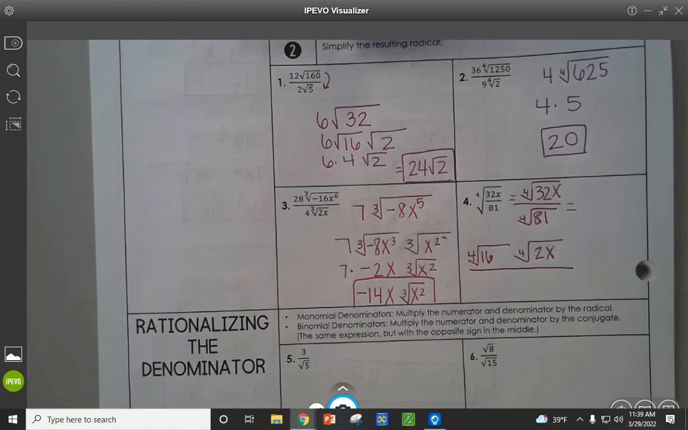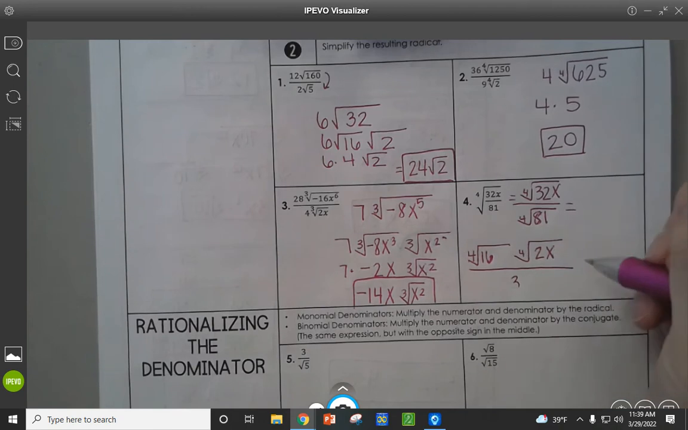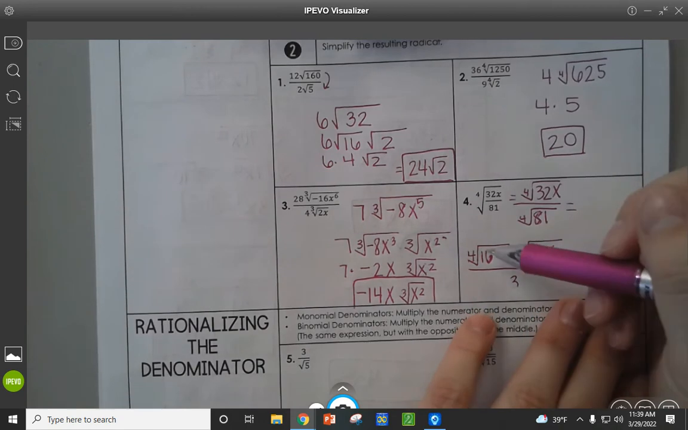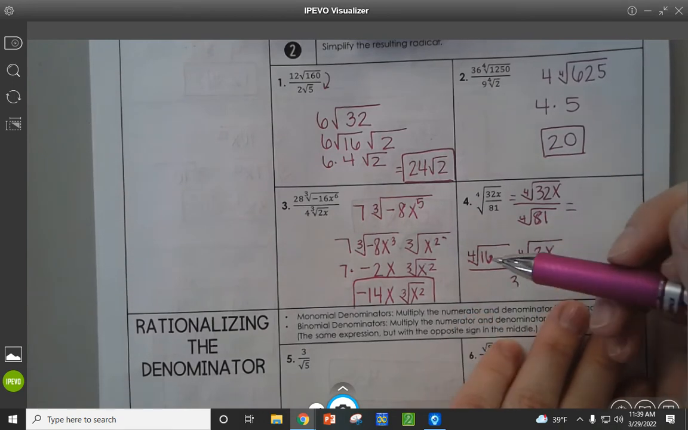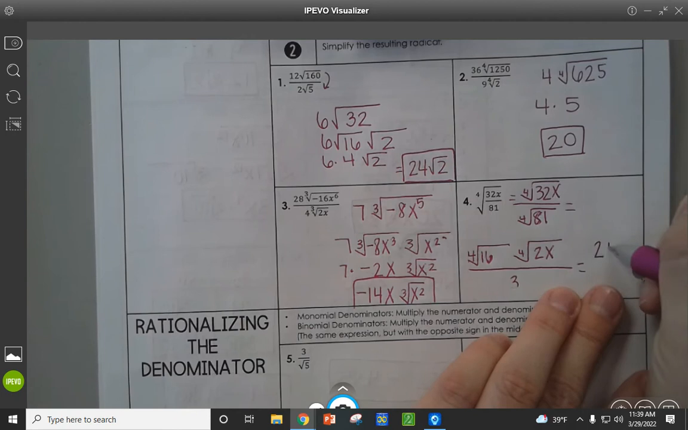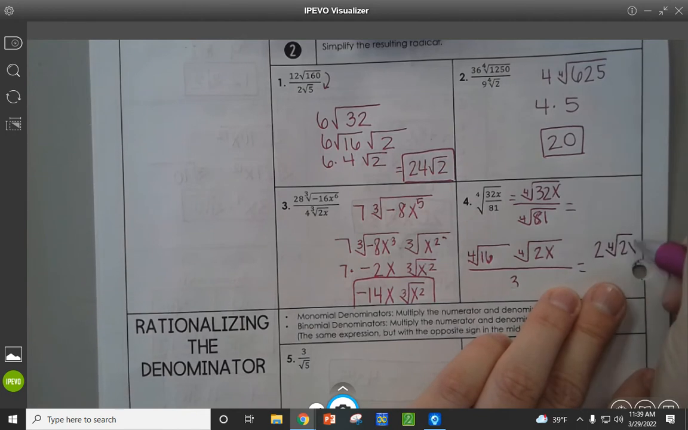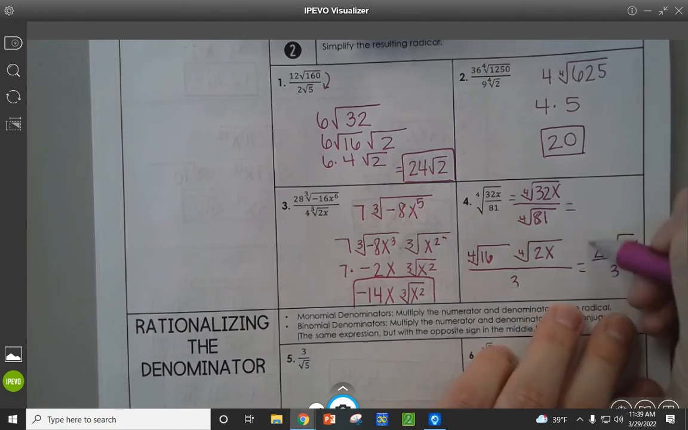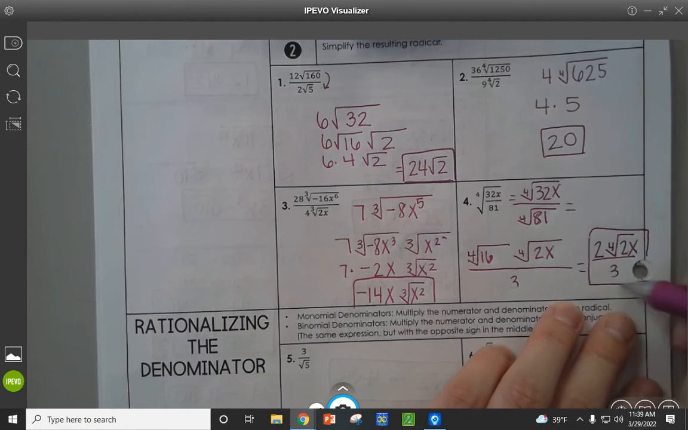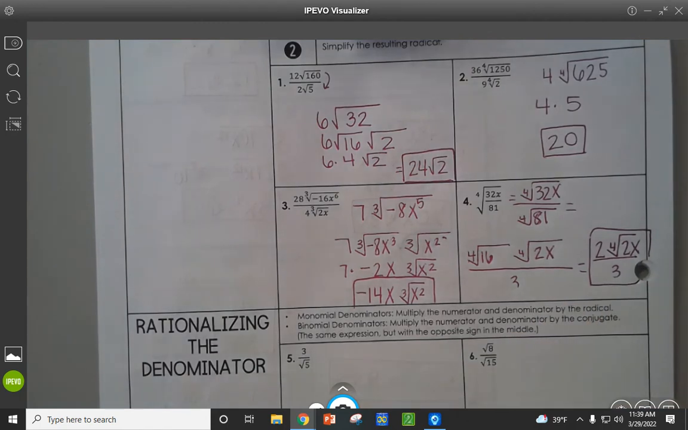4th root of 81. 81 is a perfect 4th, so it is 3. What is the 4th root of 16? 2. So this would be 2, 4th root of 2x over 3. And that doesn't simplify. 2 over 3 doesn't simplify down at all. Okay.